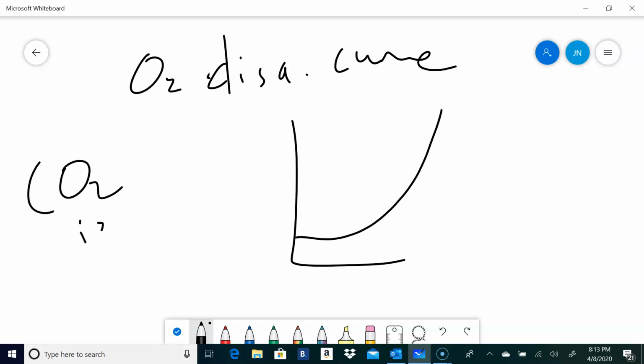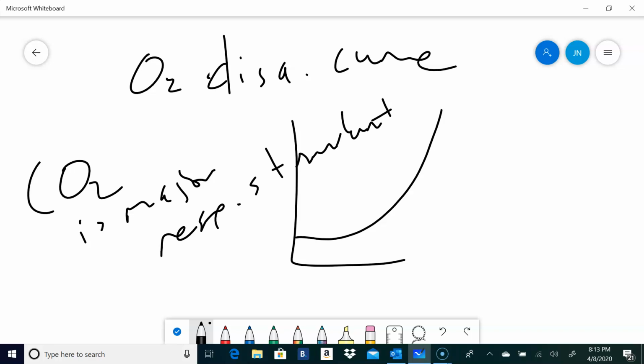Carbon dioxide is the major respiratory stimulant. If you hold your breath right now, you don't breathe again because you ran out of oxygen. You breathe again because carbon dioxide built up in the blood.